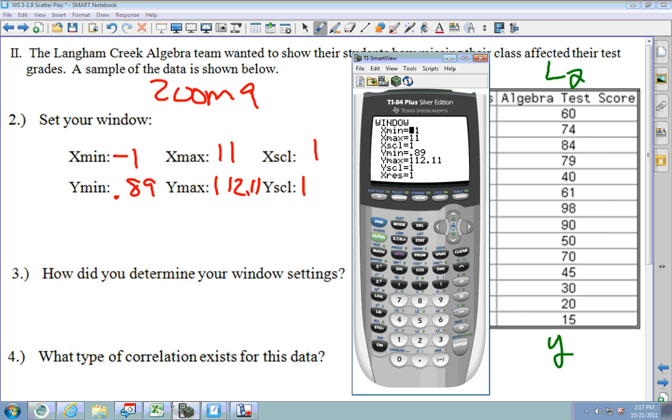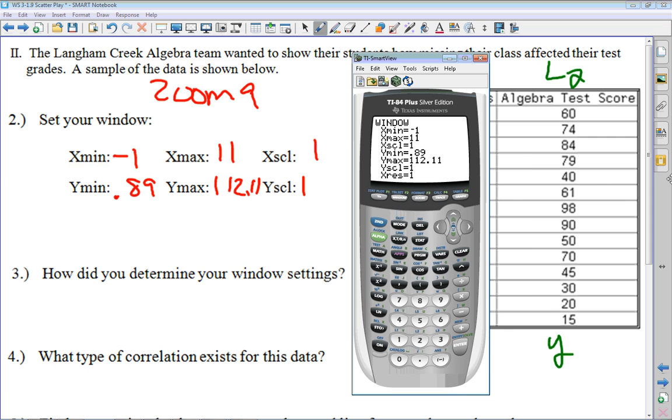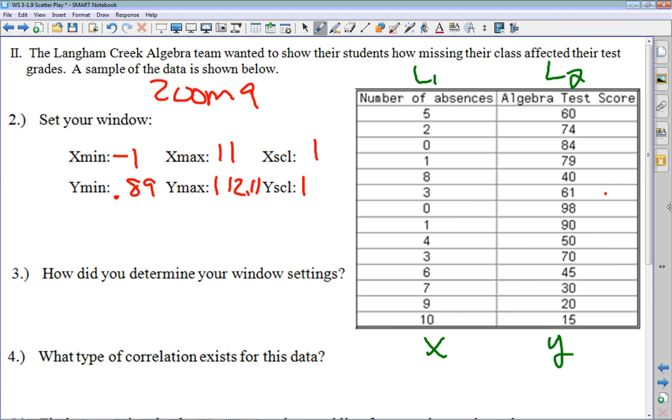Okay. That's one of the ways you can find your minimums and maximums. Another way, if you look at it, x minimum. What is the smallest x number we use here? It's 0. So a number smaller than 0 is negative 1. X maximum. What's the largest x? It's a 10. A number larger than 10, 11. That's where that's coming from. My x scale, we're just leaving that at 1. That's saying that my tick marks, what it's going by on the bottom, is 1.